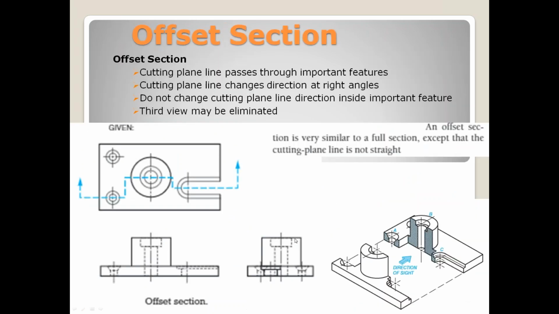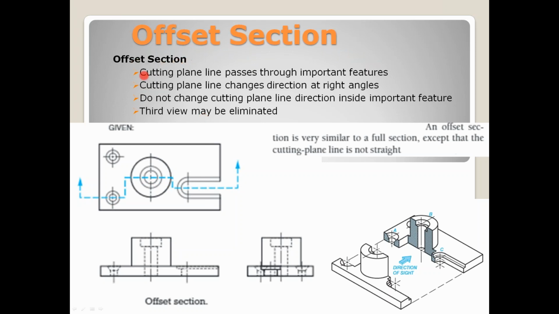The offset section is a little different from the full section. As you can see, the offset section is very similar to the full section, except that the cutting plane line is not straight. Compared to the full section, which is straight cutting through. Because you want to show the detail of the hole and the detail of this component, you have to cut this not straight.